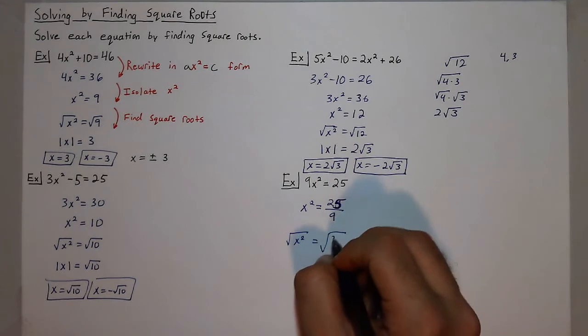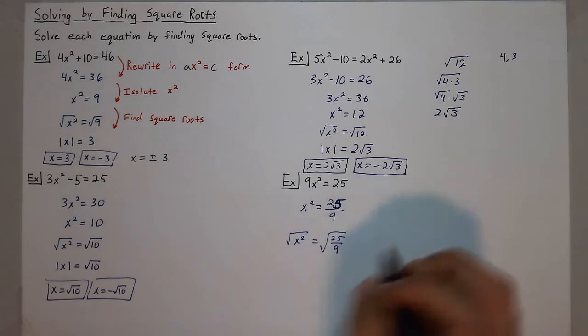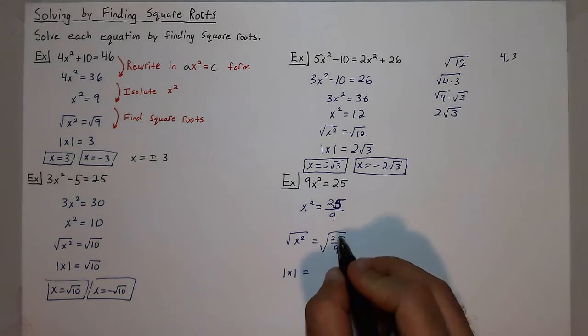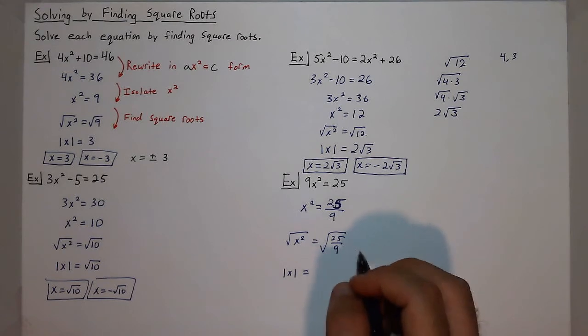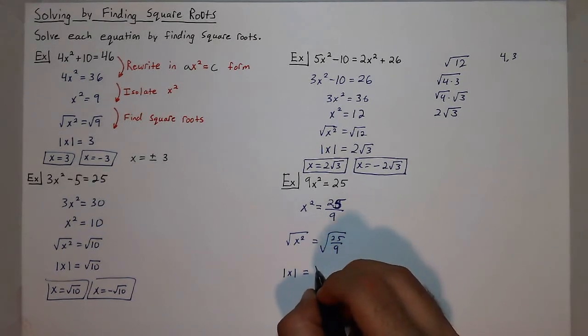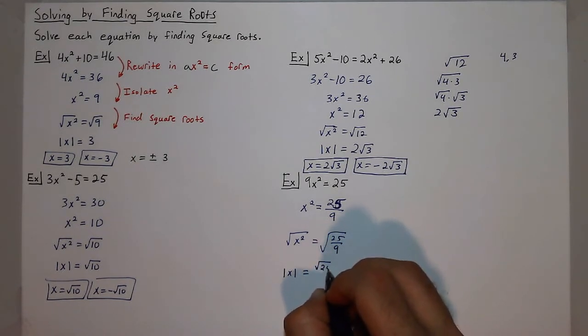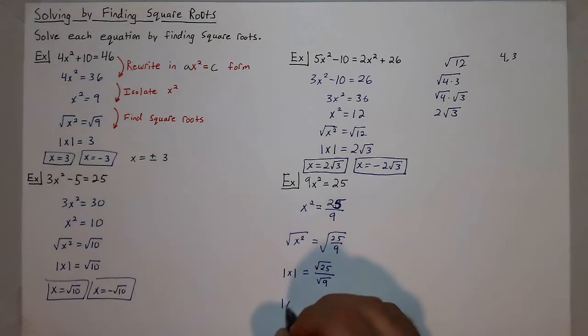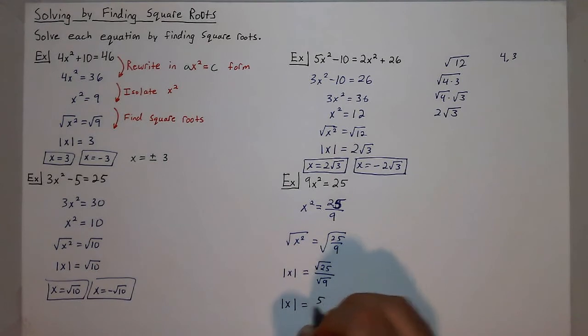I also have the fraction underneath the radical. So I'll end up with the absolute value of x is equal to the square root of 25 divided by 9, which is technically a product of like 25 times 1/9. So I can split up that radical to be square root of 25 over the square root of 9. Which will give me 5 over 3.